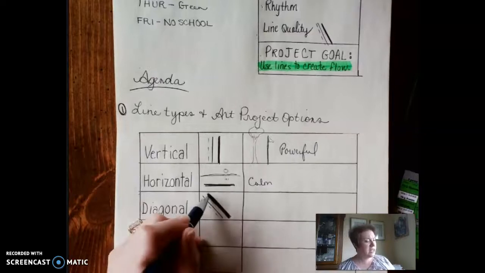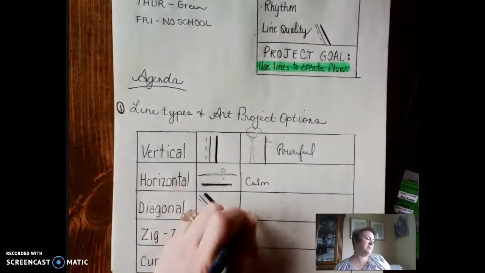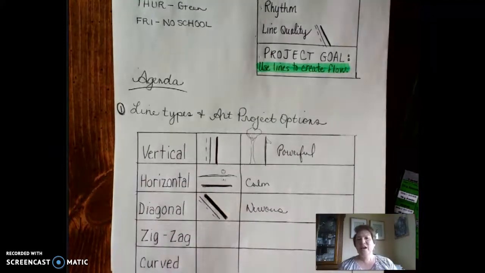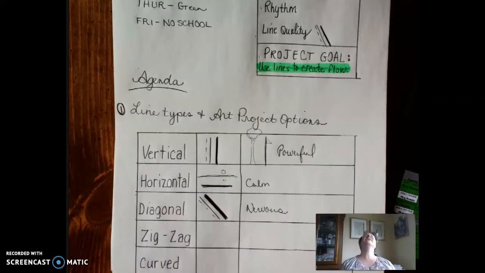Diagonal lines tend to make people feel nervous. Have you ever played the game Trust Me or done a trust fall? Where you stand very straight and somebody's behind you and then you fall back and somebody has to catch you? Probably don't do that. But it makes you feel nervous if you're the person doing the trust fall, and your body is in a diagonal line. The next one is zigzag.